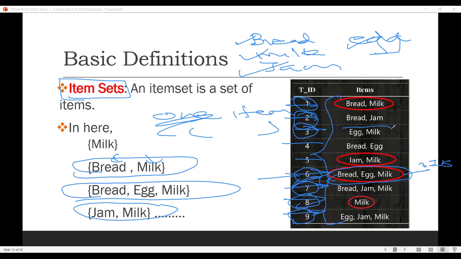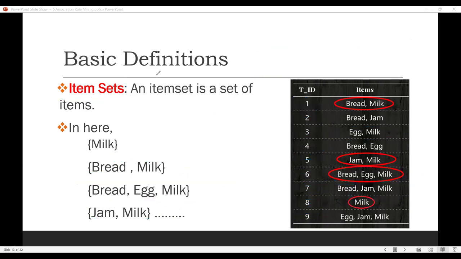Now, if you look here, this is a 2 item set, right? So customer 3 purchased 2 items together, a 2 item set. Customer 8 purchased only milk, right? This is a 1 item set. So an item set is nothing but a set of items together. Based on how many items are in that particular set, we can say 1 item set, 2 item set, or 3 item sets, right?